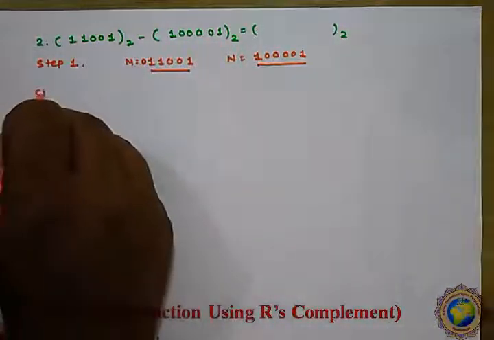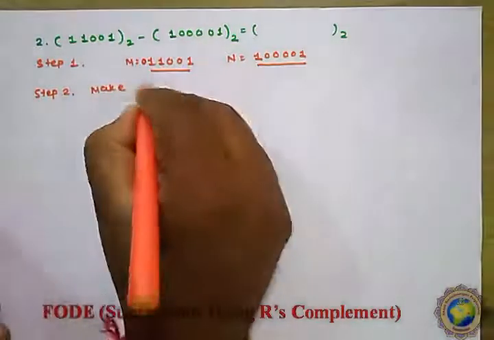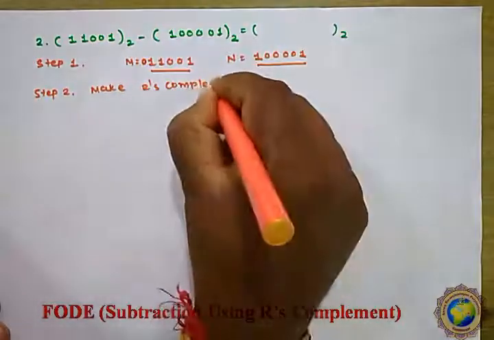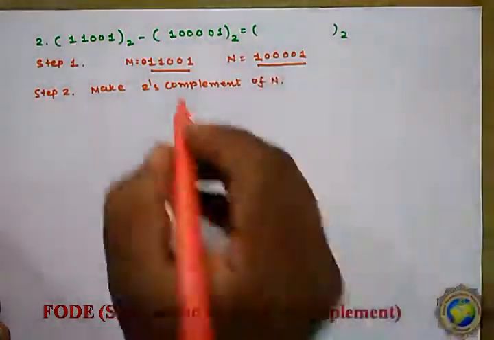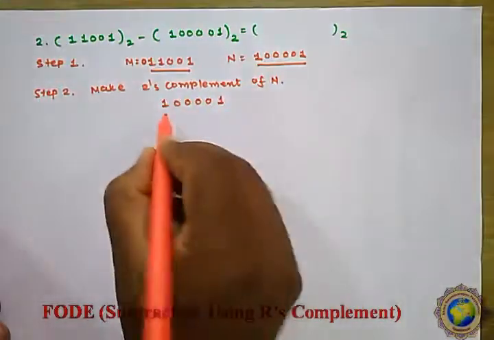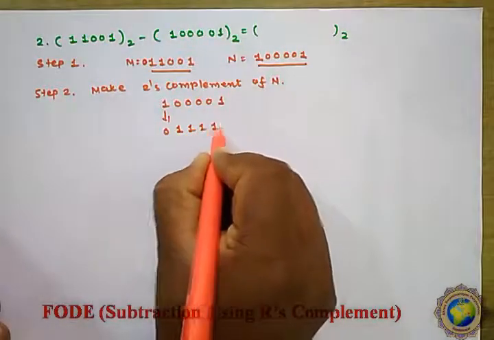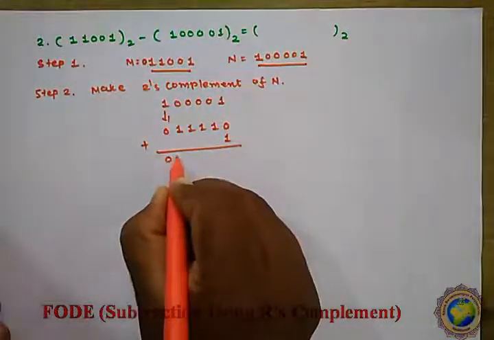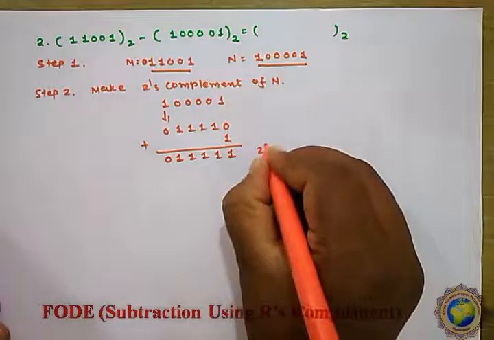Now perform step number 2: make the 2's complement of n. To make the 2's complement, first we have to make the 1's complement. So here is a 0, then 1, 1, 1, 1 and 0. Then add 1. So this is the 2's complement.